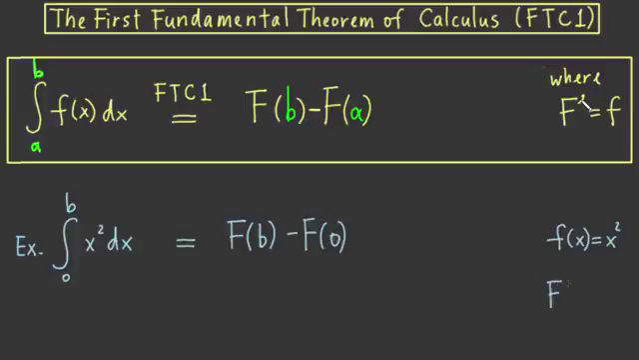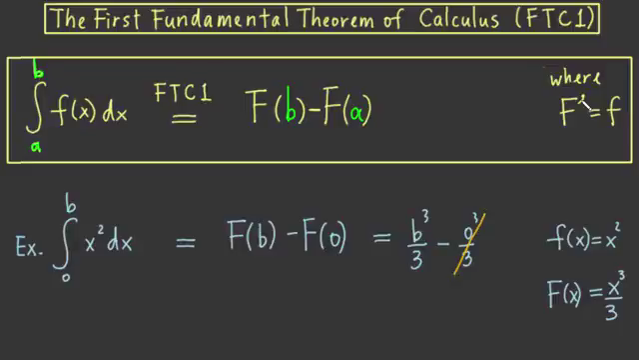Now, an antiderivative of x squared is x cubed over 3. So the integral is x cubed over 3 evaluated at b, which is b cubed over 3, minus x cubed over 3 evaluated at 0, which is 0 cubed over 3, which is 0. So the integral is equal to b cubed over 3.